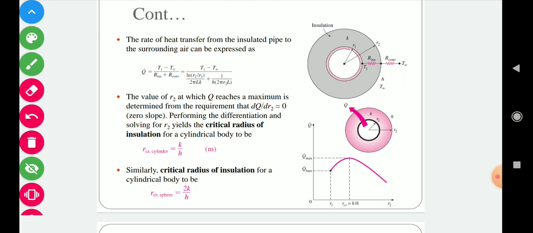Similarly, we can derive this equation for sphere. Again, if we assume sphere, then Q will be equal to the temperature difference divided by total resistance. And if again we put dQ by dR2 equal to 0, then finally we get this equation. The critical radius of sphere will be 2k upon h. So this one is the critical radius of insulation for a cylinder, and this one is the critical radius of insulation for a spherical body.